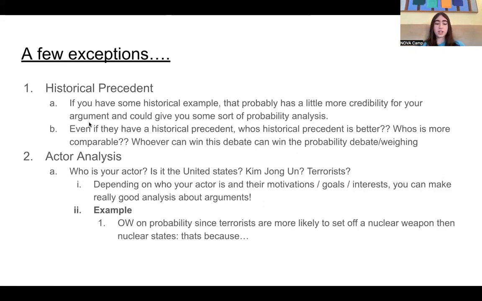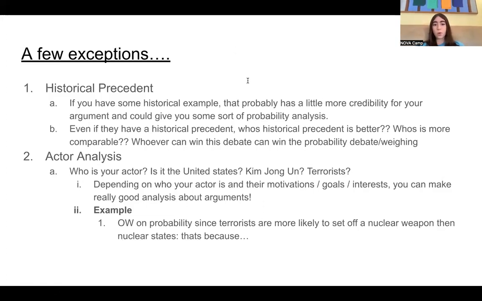Like I said earlier, you need to look at your opponents' actors, and you need to do reverse probability. You have to think about why A, they don't have that motivation, and B, they don't have that historical precedent. But I think looking at your actors as people is something that's really smart to do.